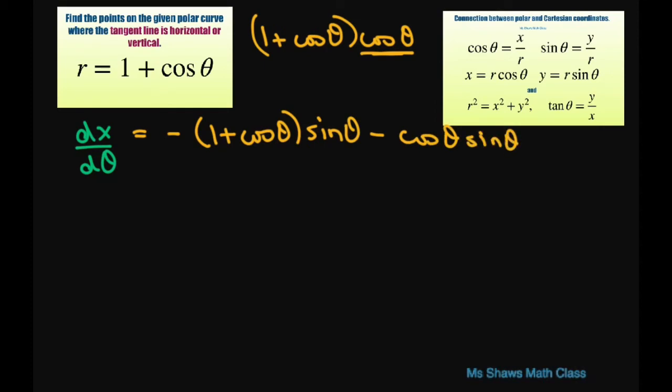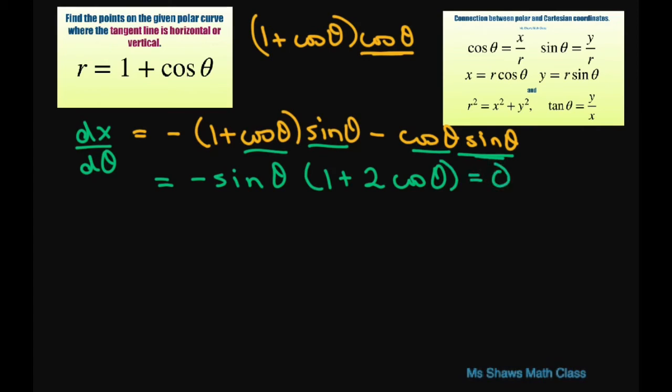All right. Simplifying this, I'm going to factor out a sine. So this is going to equal negative sine of theta times 1 plus 2 cosine of theta, because you can add these two once you factor this out. Set this to 0, and you're going to have sine of theta equals 0 for this one, or cosine of theta equals negative 1/2.